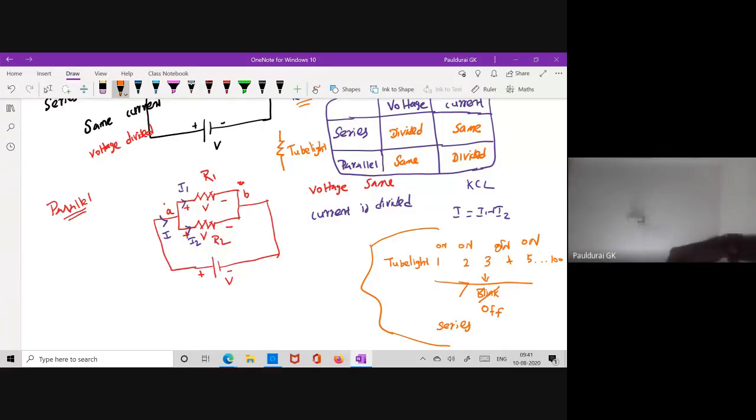But the same voltage must be dropped across all components. Across all devices, whether it is the TV or the AC, whatever it is, all of them need the full voltage. But the current may be divided. It doesn't matter.